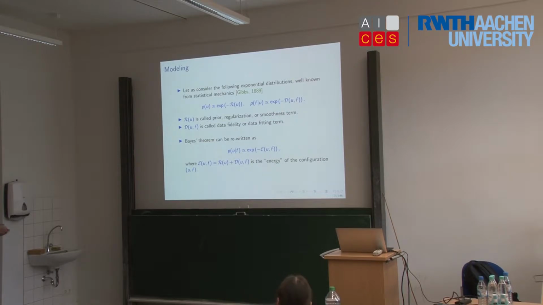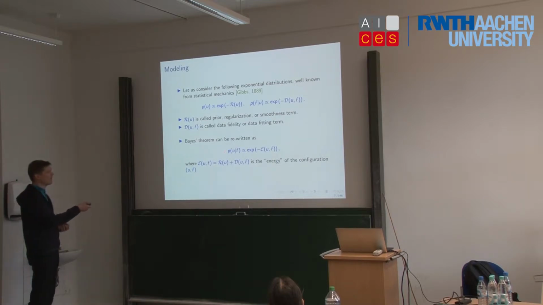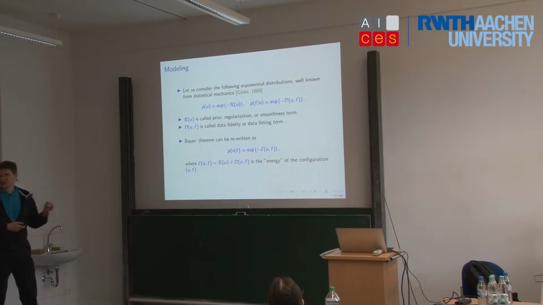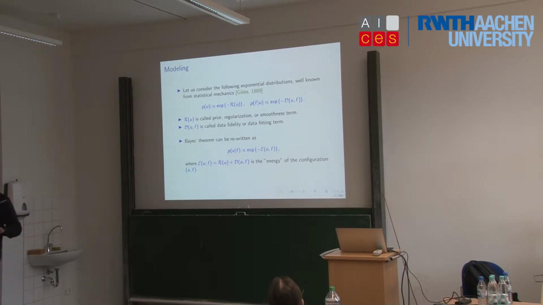Using Bayes' theorem, we know it's the product of prior and data likelihood. Multiplying those two exponentials means we have to sum up those two terms. We get the following posterior distribution: the probability of u given f is proportional to the exponential of minus E, where E is simply the sum of a regularization term and a data fidelity term. This E of u and f is called the energy of the configuration. And of course, in order to find a u that achieves a high probability, this is exactly equivalent, by taking the negative logarithm, to finding a u that minimizes this energy, roughly.